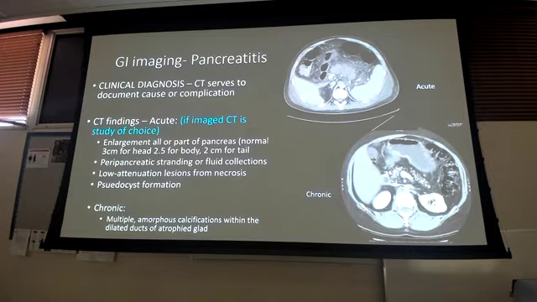Pancreatitis is a clinical diagnosis, much like our pneumothorax, okay? You will have some CT findings if you're going to image it. CT is your study of choice. Look at all my fat stranding again. Remember we talked about that inflammation in that fat stranding area.